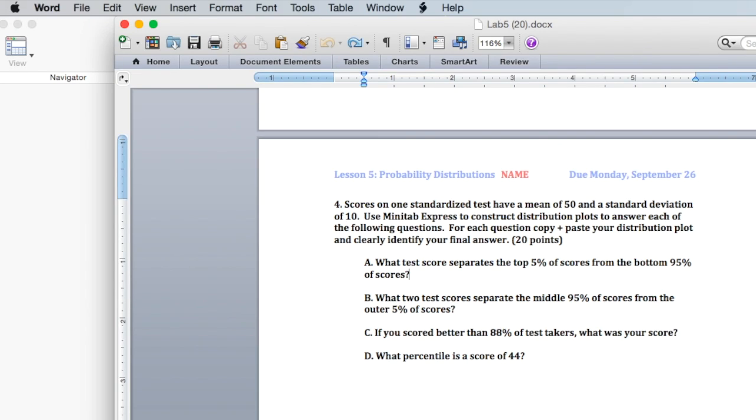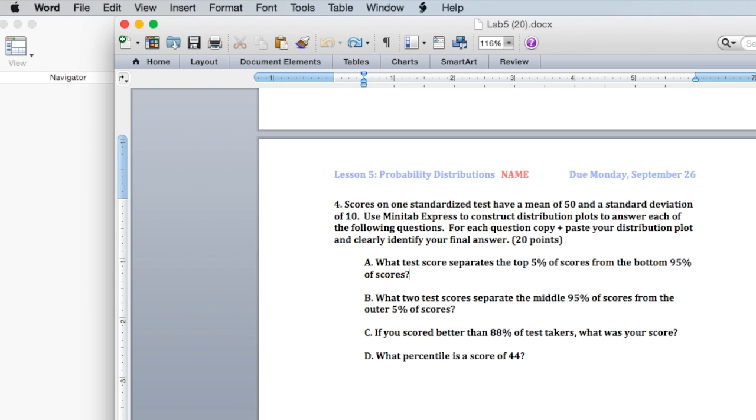Many students struggled with the Lesson 5 lab assignment. In Lesson 6, you're going to be constructing sampling distributions. Many of those sampling distributions will follow a normal distribution. So I want to go back to the Lesson 5 lab assignment and do question 4 with you to make sure that you can work with the normal distribution in Minitab Express before you move on to Lesson 6, where you're going to be applying the normal distribution.